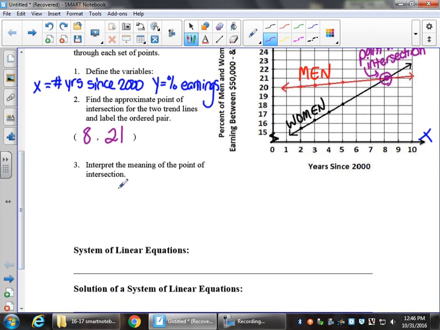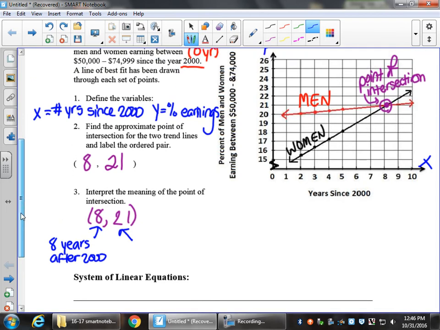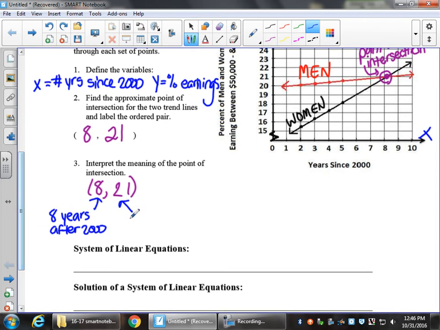Now question 3 asks us to interpret the meaning of the point of intersection. So if I were to bring the ordered pair down here, 8, 21, this is where looking at our labels really helps. I know that X is the years since 2000. So 8 years after 2000, and then my Y value is percent earnings, percent of men and women earning between that much money.